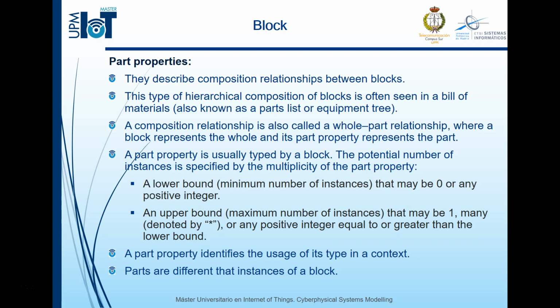For example, in our case, could we remove reservoirs? Maybe not. Could we remove swimming pools? Yes, or maybe not. But maybe we can remove the swimming pool control panel, for example. So in the case of this part, it could be available or not. We can remove it. The lower bound could be 0. So it's something like an optional part of the block.